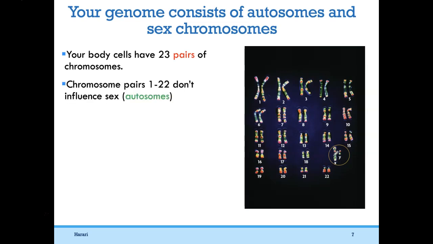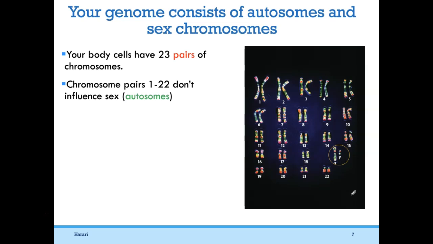23 of these came from mom, 23 of them came from dad, but they all have pairs. So we're going to talk a lot about what that means in this lecture. So there are 23 pairs of chromosomes, 46 in all. We have 46 chromosomes in all.